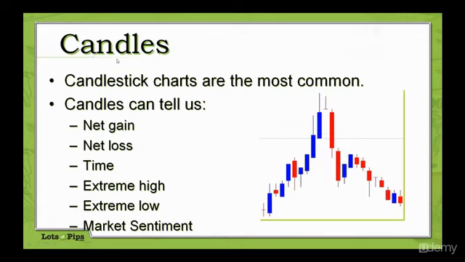All right, candles. Candlestick charts are the most common. We can use candles to tell us net gain, net loss, time. Okay, we talked about candles a little bit in the earlier one. Each of these candles represents a certain amount of time. Extreme high and extreme low. And the market sentiment, which way the market's traveling. Up, down, right, left. That's what we can use candles to tell us.